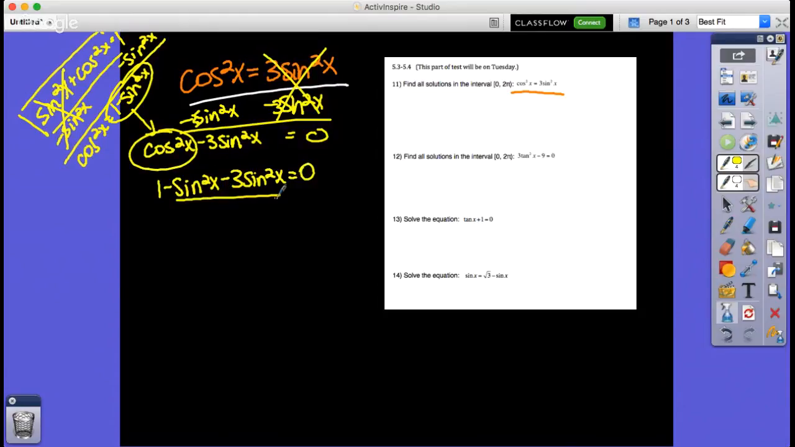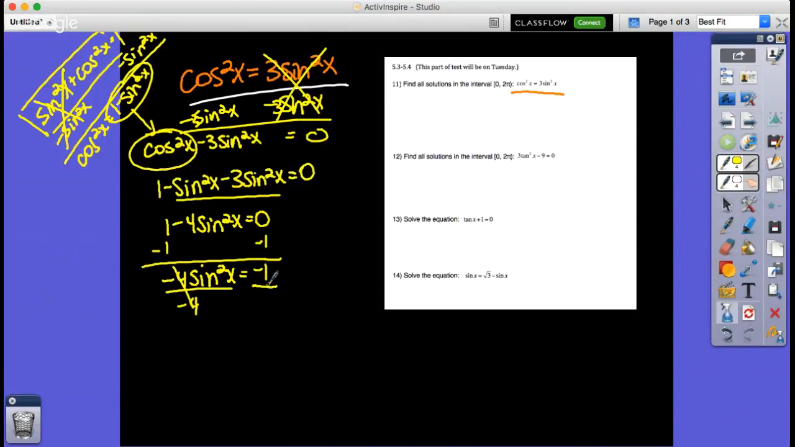Now combine to get 1 minus 4 sine squared x equals 0. And now we're going to solve, okay? So we subtract 1. This looks a lot like the problem we just did, didn't it? Subtract 1, divide by -4. Right? We're trying to get sine by itself now. So we get sine squared x equals 1 over 4 because we have two negatives. We square root. The square root of 1 is 1. Square root of 4 is 2. So we would say then sine of x equals 1 over 2.